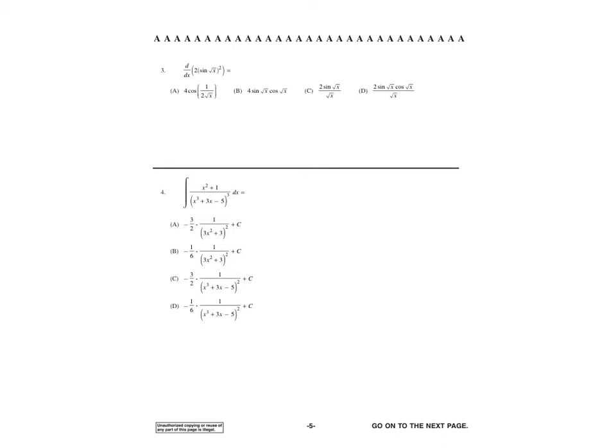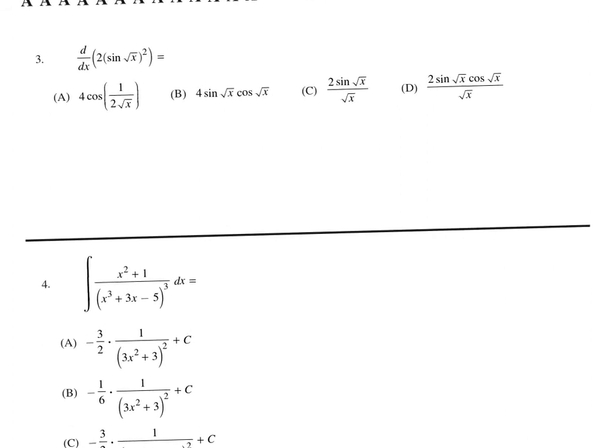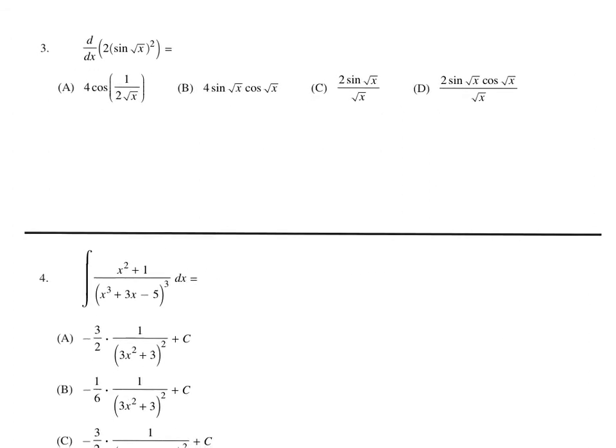Let's keep it going. On number 3, what we see here is a lot of chain rule. We've got a lot of layers. Remember the peanut M&M that we had? We've got a lot of layers. So we've got an outer layer of a 2 exponent, an inner layer of a sine of root x, and another inner layer of that root x.